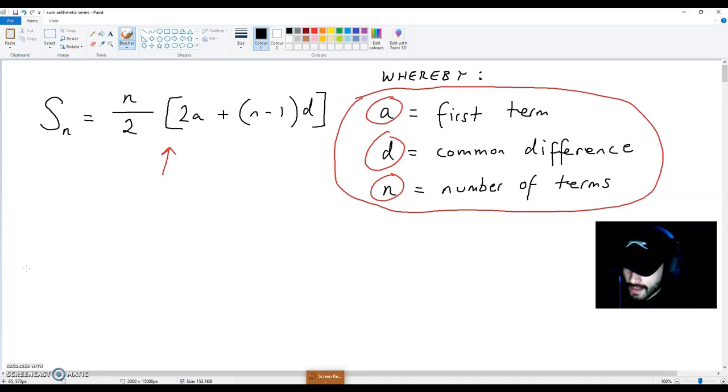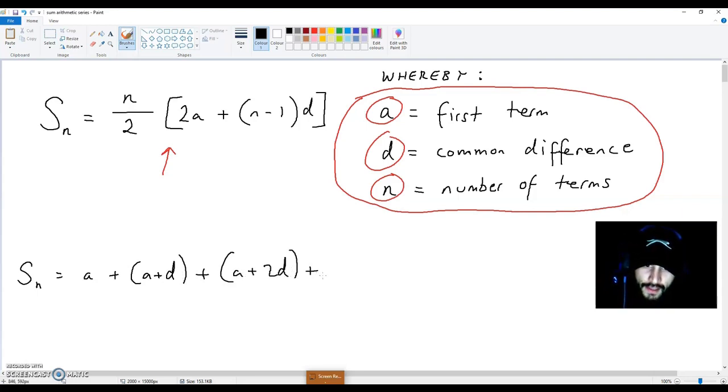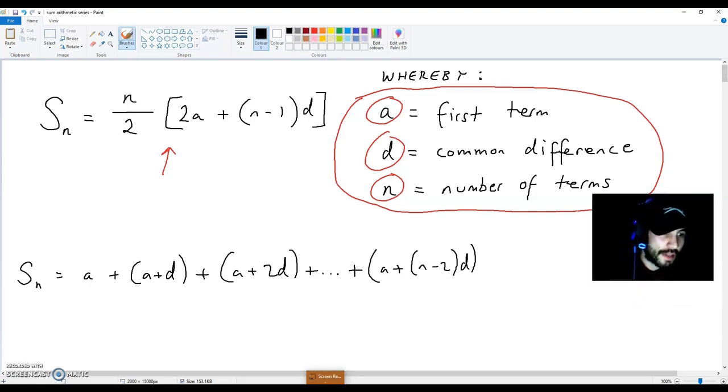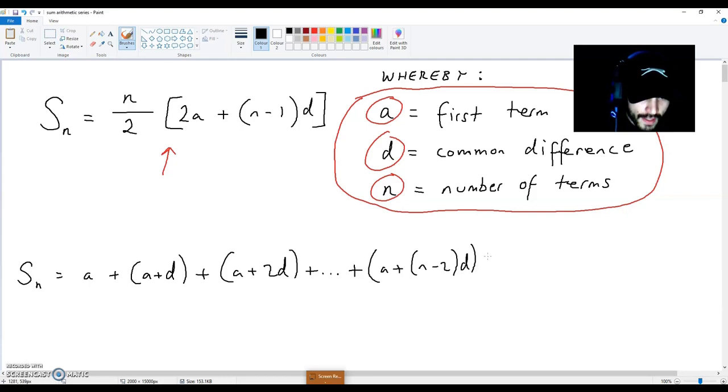Let's write down that the sum of this arithmetic series is going to be equal to a plus (a plus d) plus (a plus 2d) plus dot dot dot plus (a plus (n minus 2) multiplied by d) plus (a plus (n minus 1) multiplied by d).